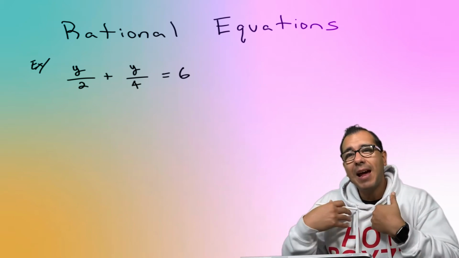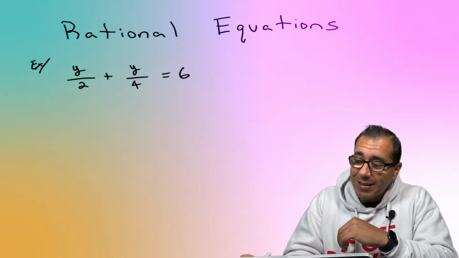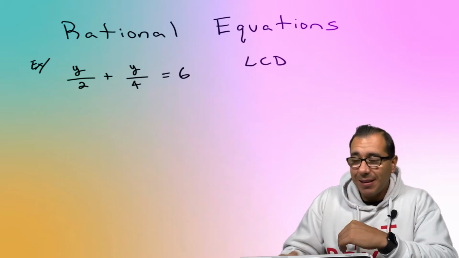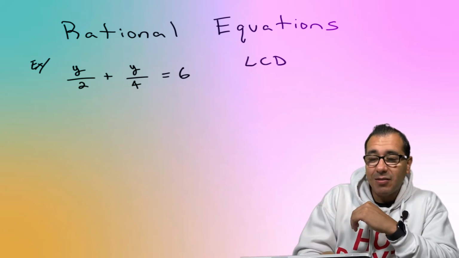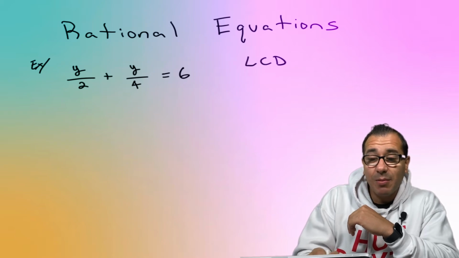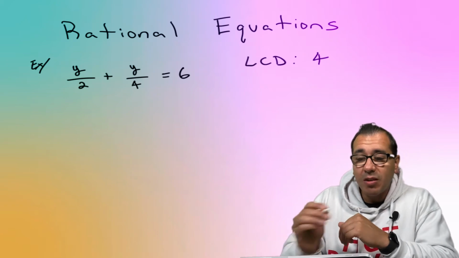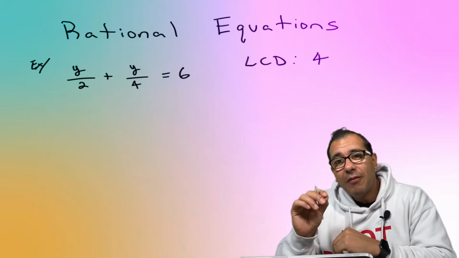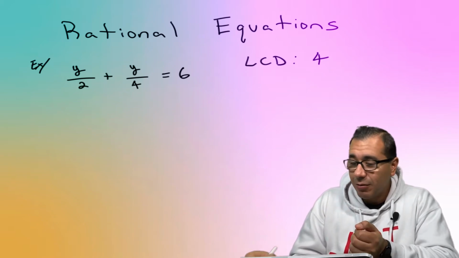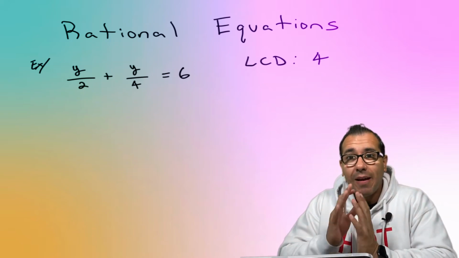The first thing I like doing, and there are so many different ways of doing this, is identifying the LCD, the least common denominator. In this case, our LCD is 4. This guy, the denominator is really a 1. So our least common denominator here is 4. So what are we going to do with that 4? We multiply it times every single term, every single little expression here. So everything's going to get multiplied by 4.